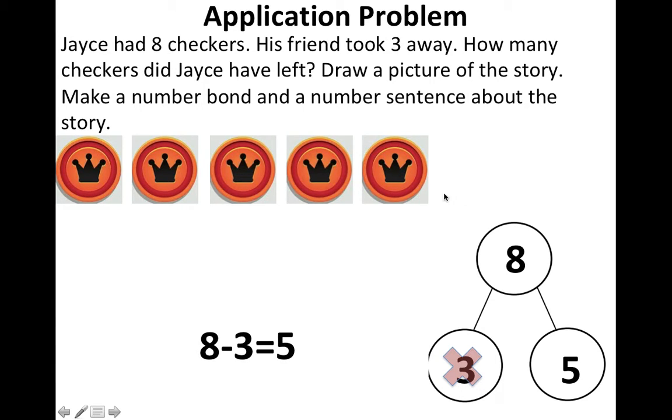So now my number sentence looks like 8 minus, to show that it's taken away, 3. How many? 3 taken away equals 5. Again, 8 minus 3 equals 5.